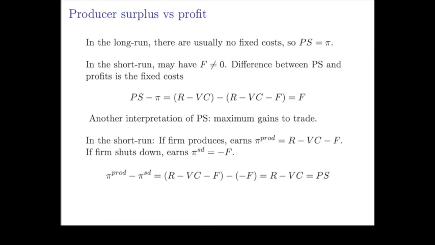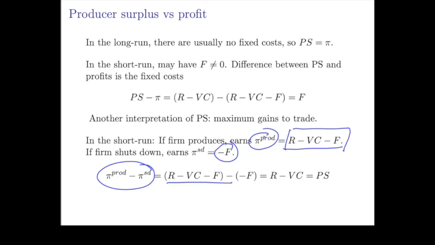So by producing in the short run, by participating in the market, what does the firm get? Well, the firm makes a profit of pi produce, which is revenue minus variable cost minus fixed cost. By shutting down, by exiting the market, the firm suffers a loss of the fixed cost, but that's all. No revenue, no variable cost. So the difference between these two is exactly, so if we subtract minus F from R minus VC minus F, we get R minus VC, which is exactly the producer surplus. So the producer surplus then is exactly the gains from producing rather than not producing. So the gains from participating in the market rather than not.